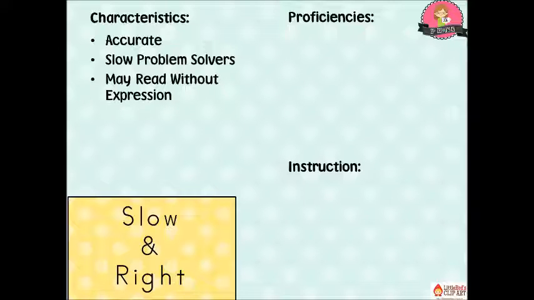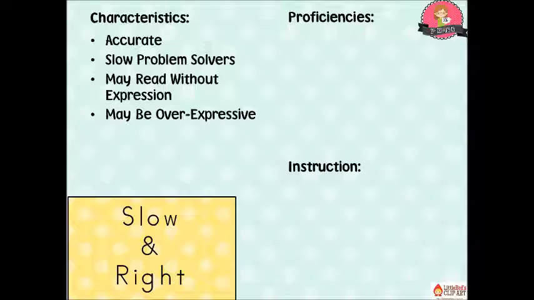Slow and right readers may read without expression. This makes me think of our robot readers who read word by word. They're getting those words right, but they're not coming out with much expression. To contrast that, sometimes slow and right readers are overexpressive. It means that they're not really attending to punctuation, but they know that they should have some change in their voice, so their inflection may sound funny or be off and not hit right at the end of a sentence, or right where it should be amongst the words.